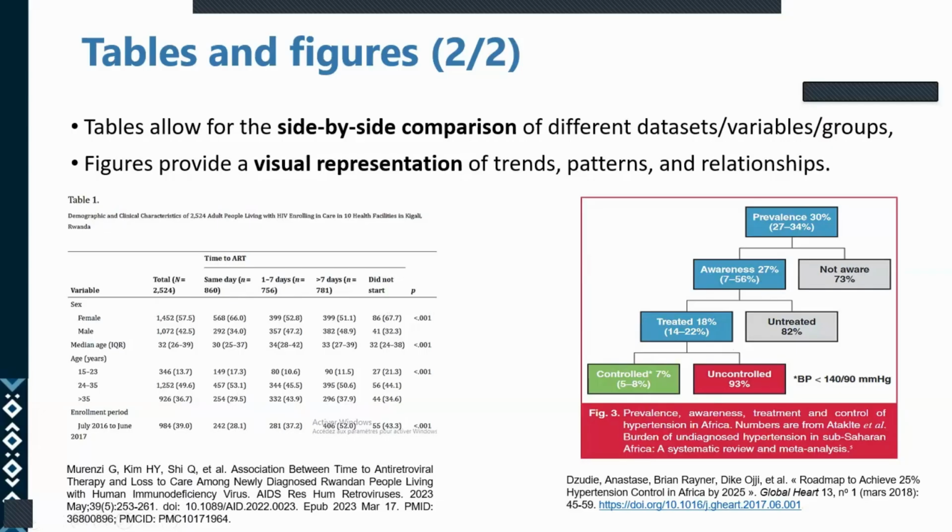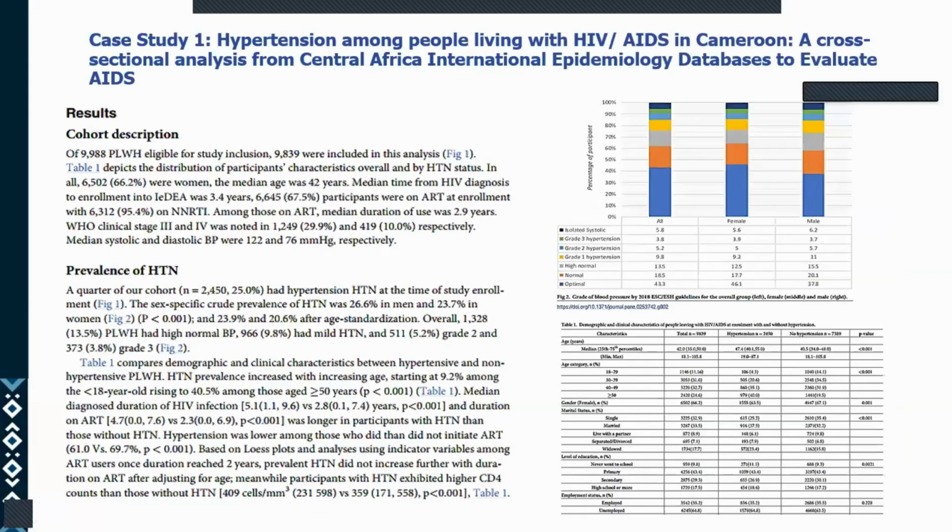Now, let's go to a case study. This is a paper on hypertension among people living with HIV/AIDS in Cameroon, a cross-sectional analysis from Central Africa in the National Epidemiology Database to evaluate AIDS. So you can see here that after the results, there's this subheading presentation. And even under the subheadings, you can see it is separated into paragraphs. That is how we present clearly.